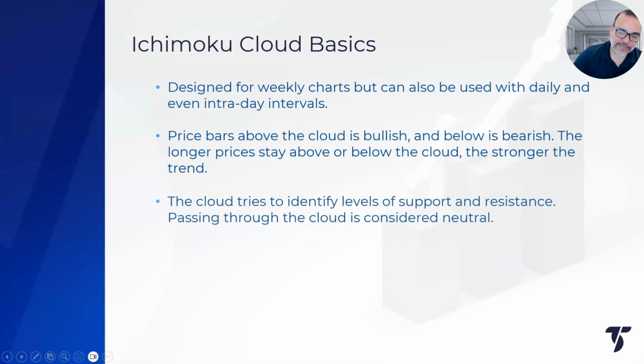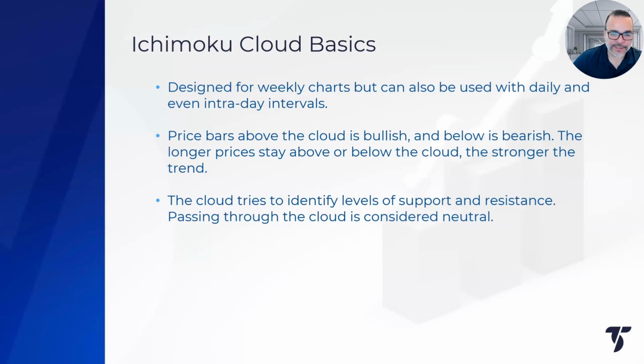The cloud tries to identify levels of support and resistance. Passing through the cloud is considered neutral. A lot of times you're going to see the markets move inside the cloud momentarily and then bounce back up as a way of finding support. Of course, the market can just cross the cloud and go to the other side, from top to bottom and from bottom to top. And of course, that can be an indication of a change in trend.